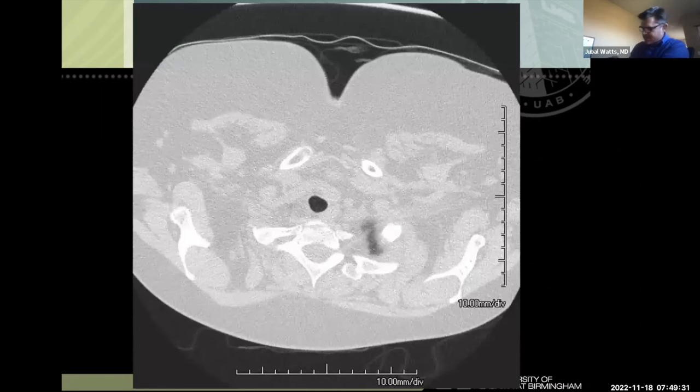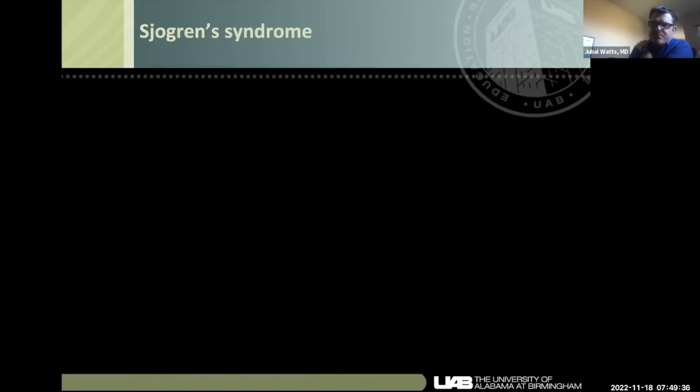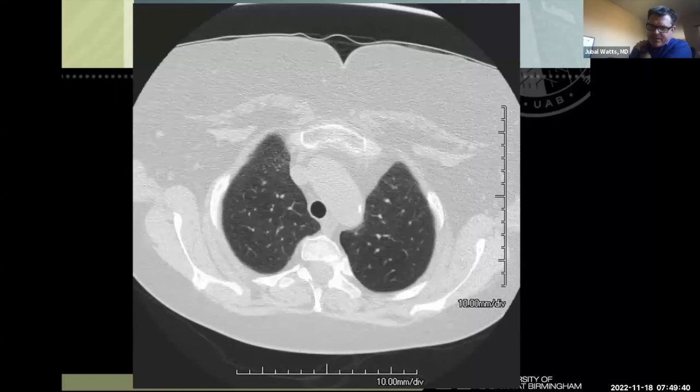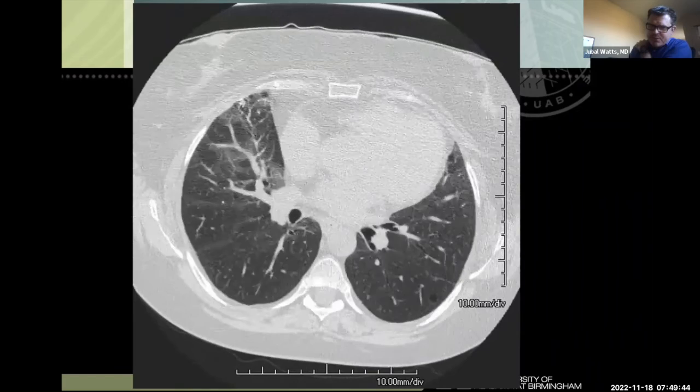All right, so we're getting closer to the end. This was somebody with Sjogren syndrome, which, if you're familiar with idiopathic interstitial pneumonias, should probably clue you in. So this is kind of a bizarre case.